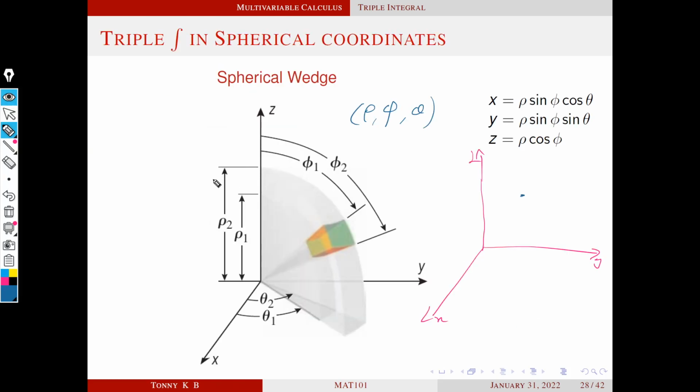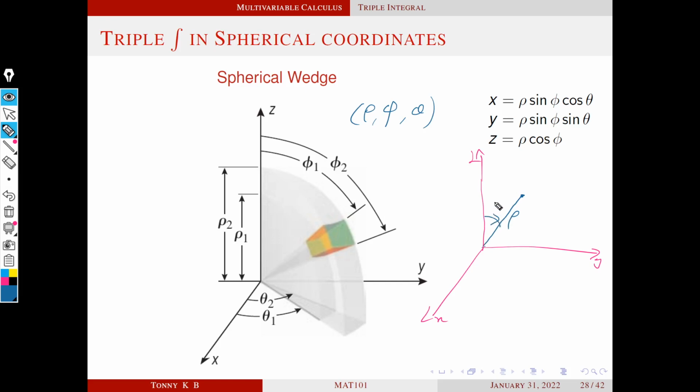In the Cartesian coordinate system, we locate a point in 3D using x, y, z, three coordinates. Similarly, in the spherical coordinate system, we can locate a point using these three values: rho, phi, and theta. And what is rho? Rho is the distance from the origin to that point. So this distance is rho, right? And the next one is phi. Phi is the angle measured from the positive z-axis to this line segment.